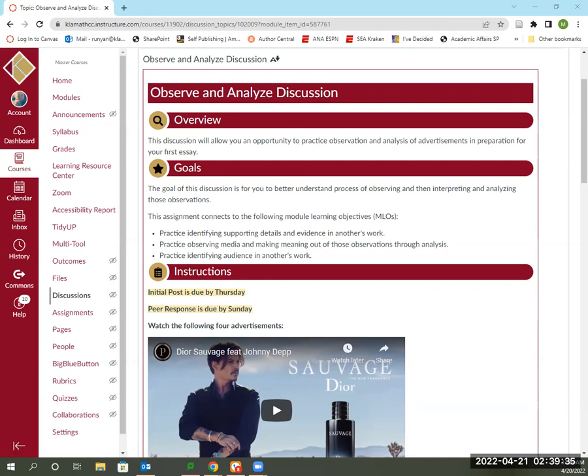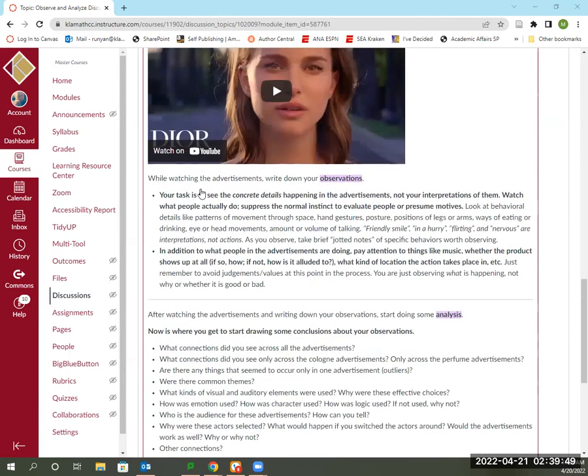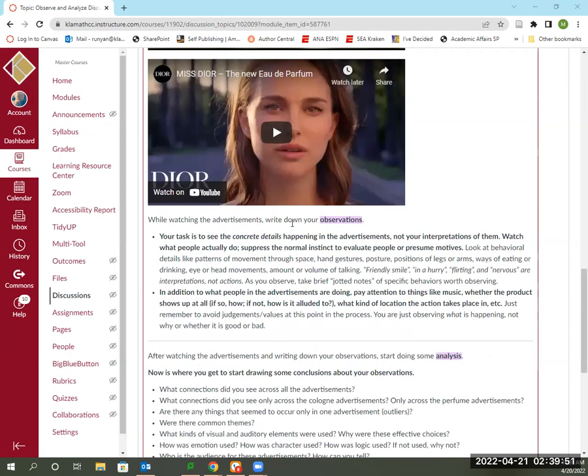So it's called Observe, Analyze, and then Thesis. And so we can call it OAT for short, but we start with observations. So in this particular assignment, what it asks students to do is to start by watching the advertisements and writing down their observations. Now, you can obviously use this for advertisements, but you can also use it for any other kind of paper that your professor has assigned you that's a research paper.